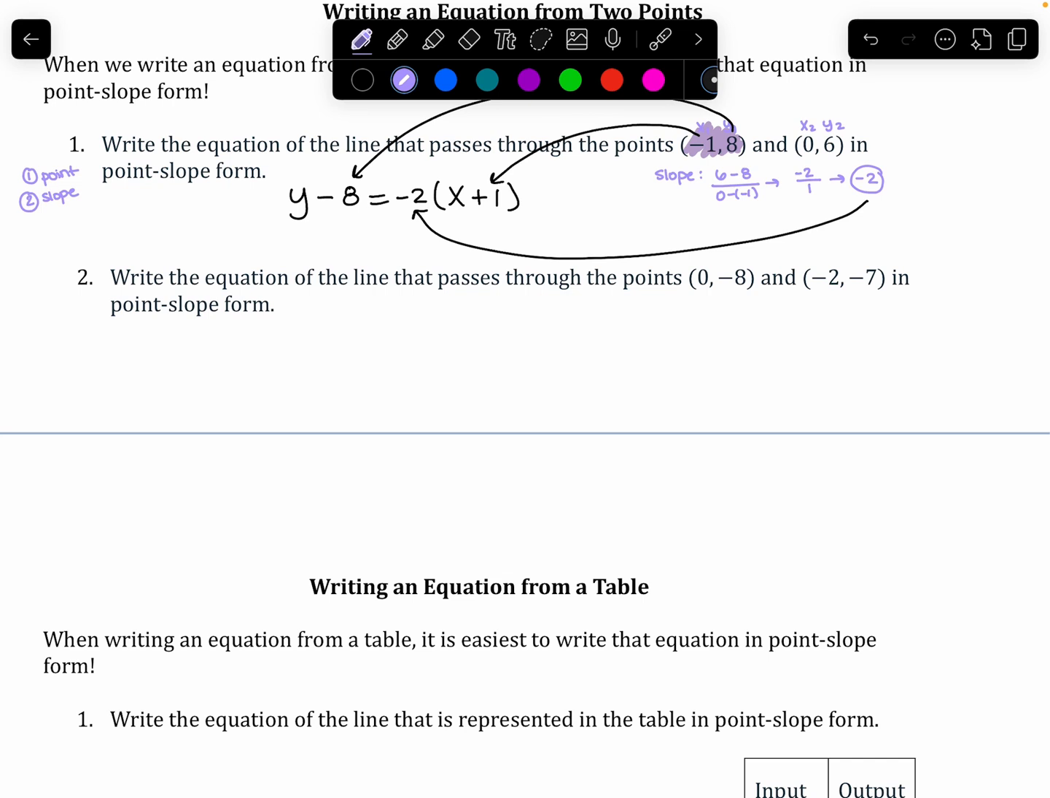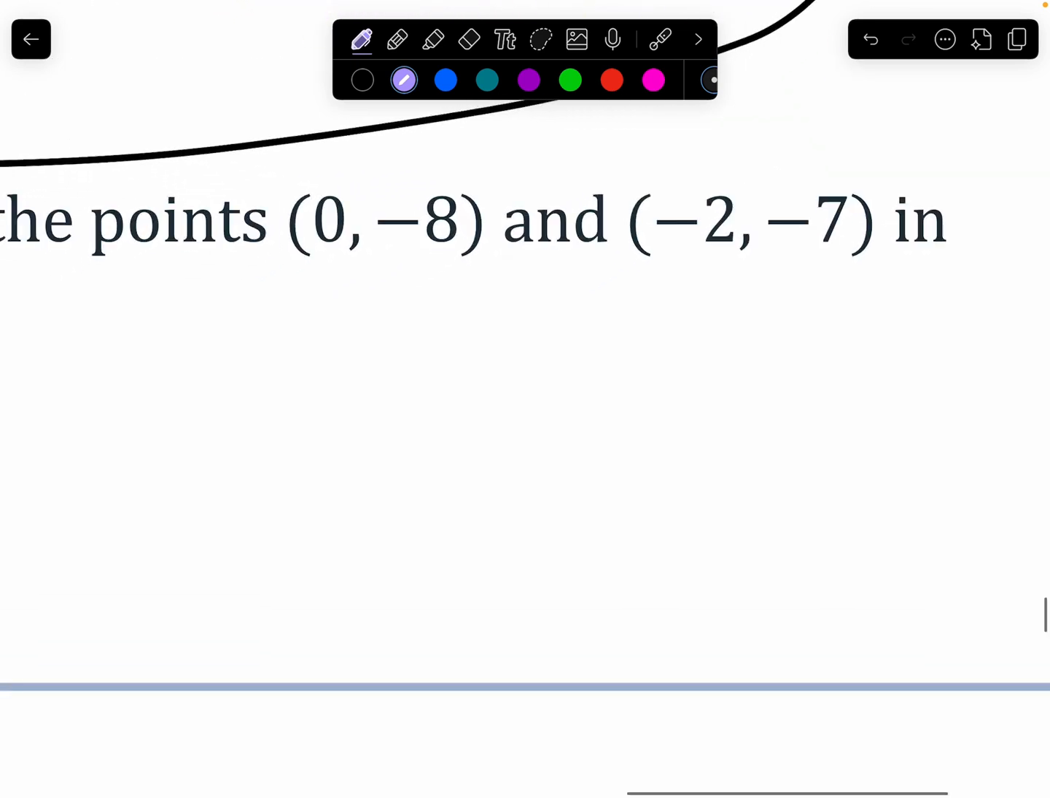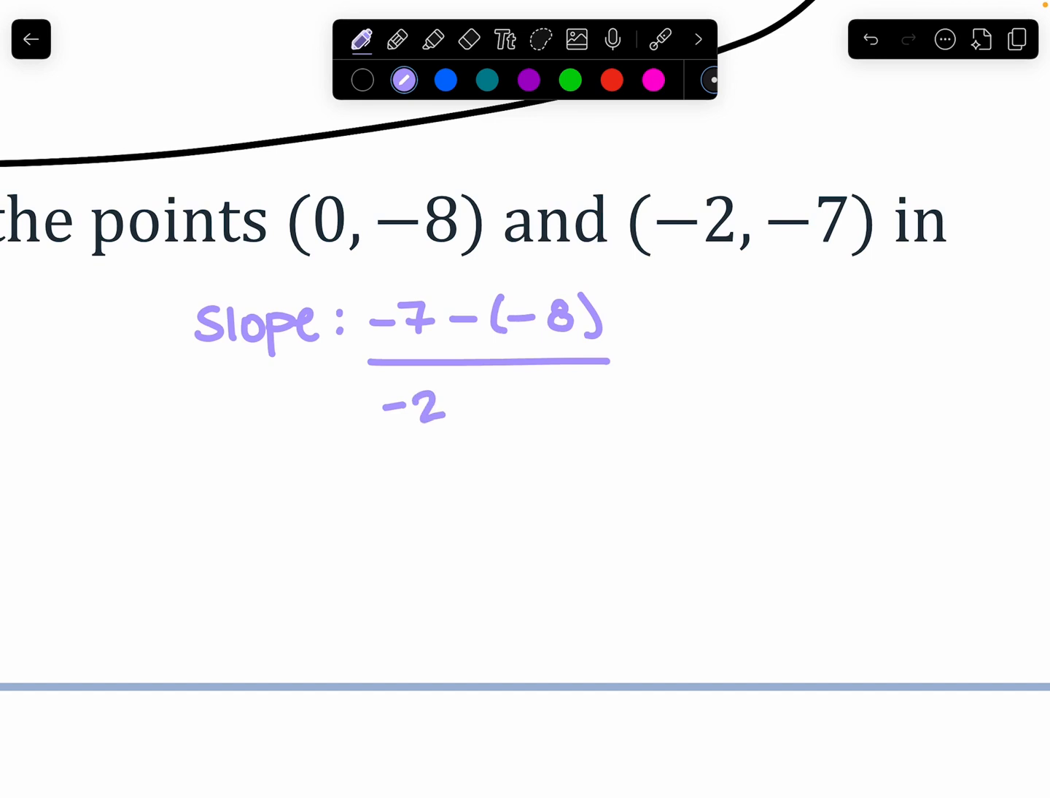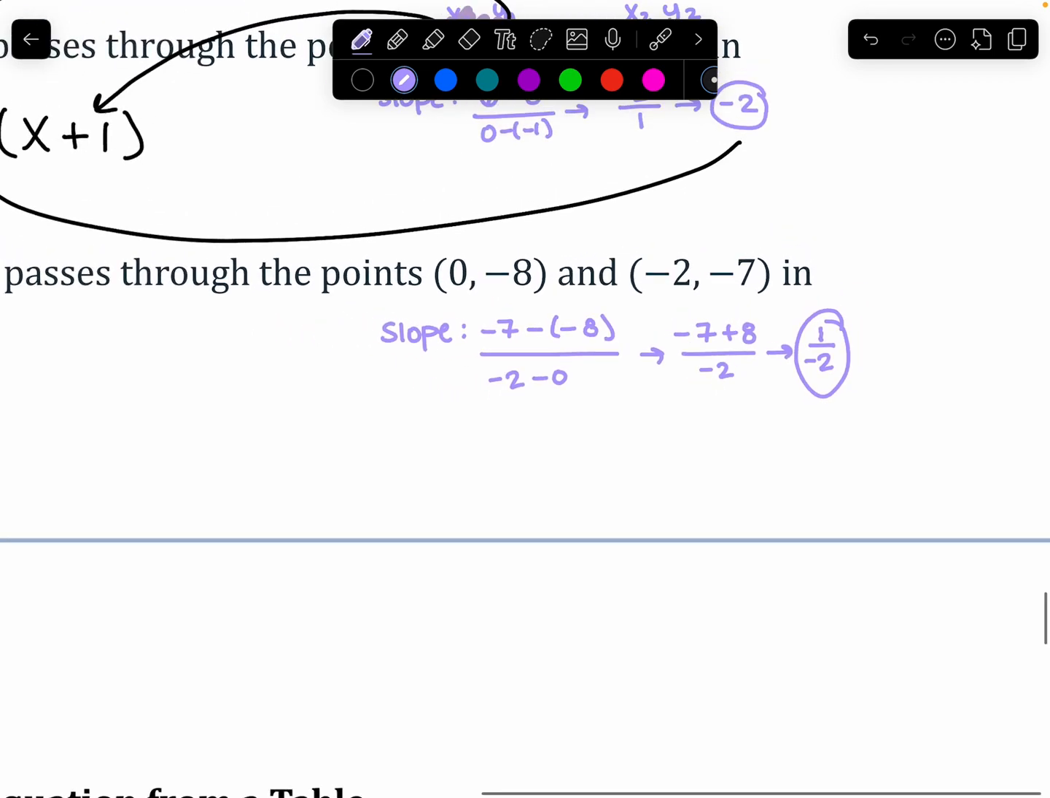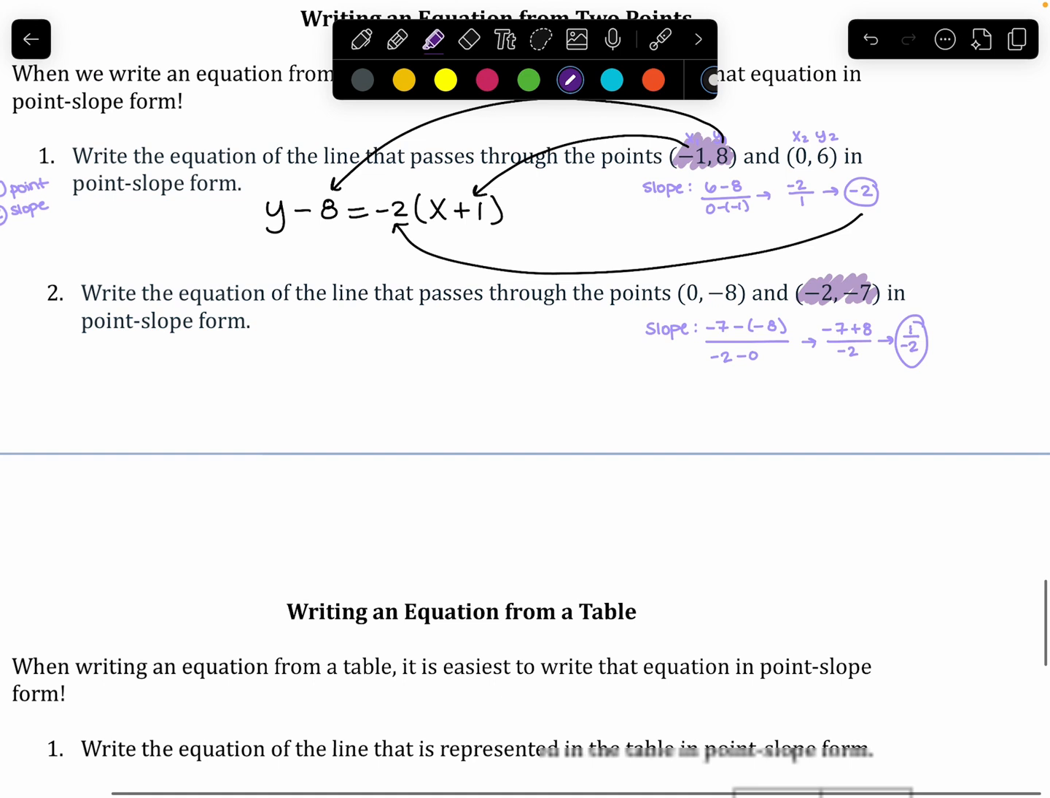So let's do the same thing with number 2. It says write the equation of the line that passes through the points of 0, -8 and -2, -7 in point slope form. So I'm going to find my slope. That's what I'm going to do first. So that's going to be negative 7 minus negative 8 over negative 2 minus 0. This is really negative 7 plus 8 over negative 2, which is really 1 over negative 2. So my slope is a negative 1/2.